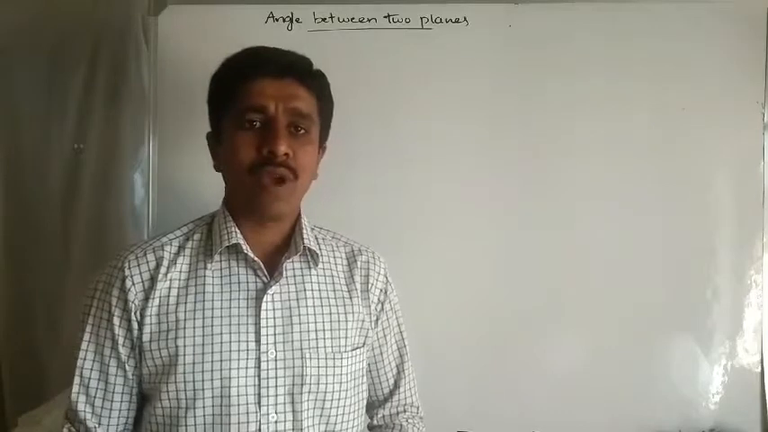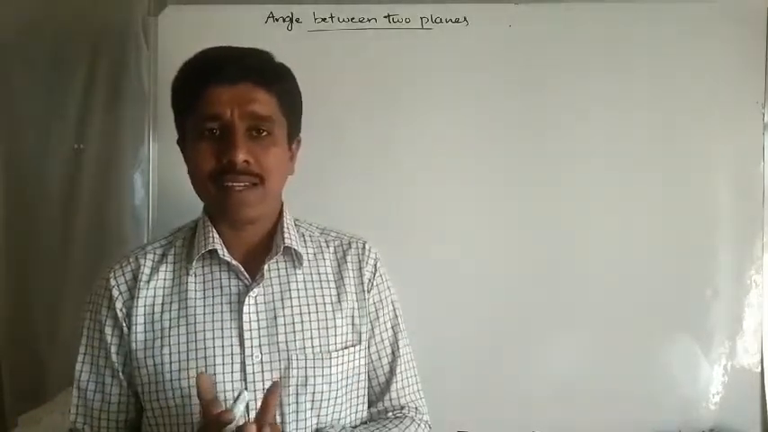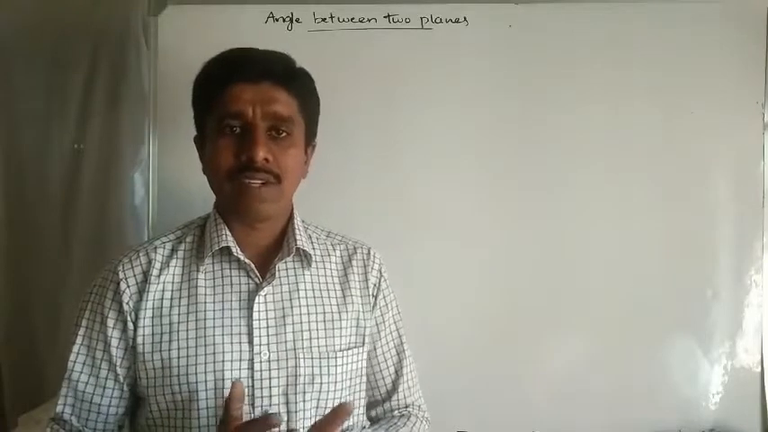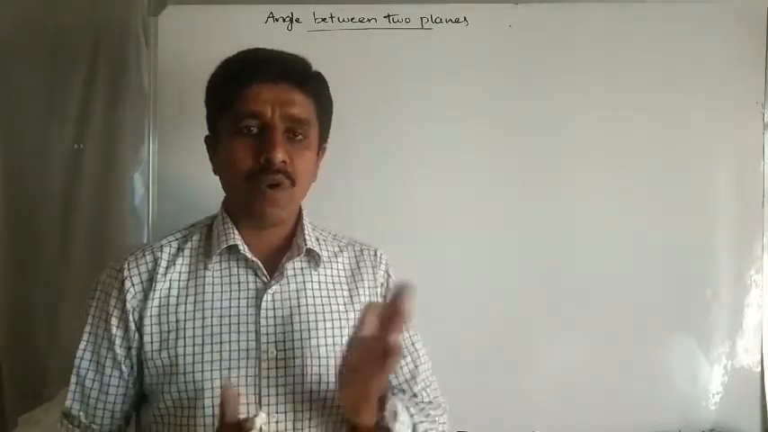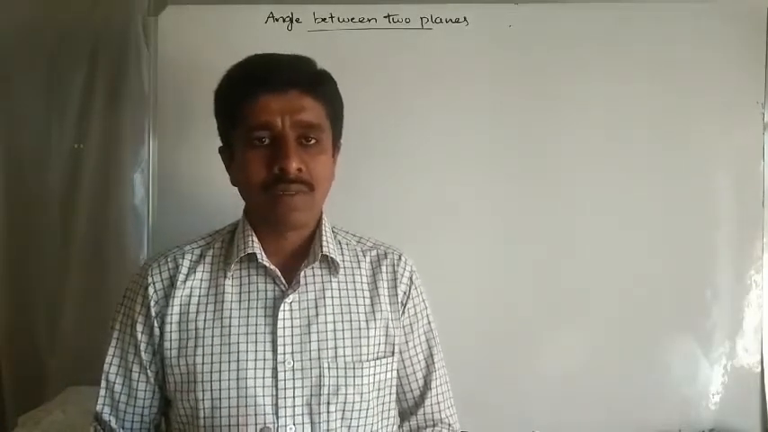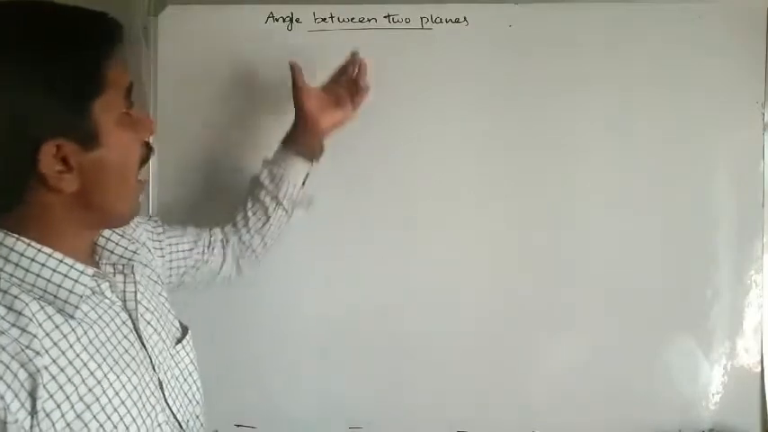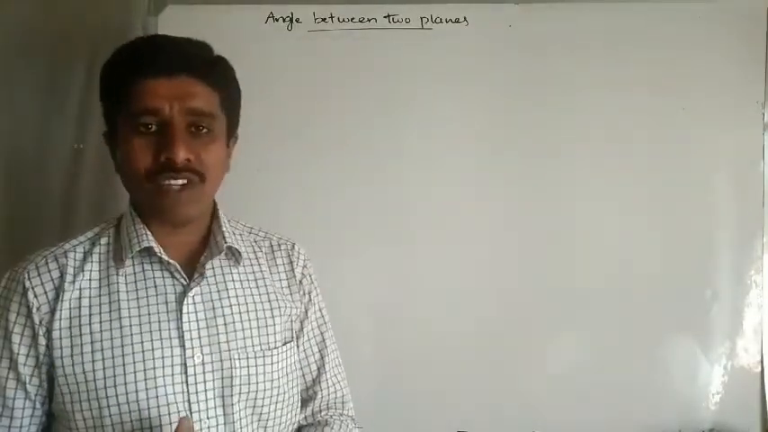In the last class we have seen how to express plane equation in intercept form, and we derived coplanarity of two lines in both vector form and Cartesian form. Now I am going to explain here angle between two planes in both vector and Cartesian form.